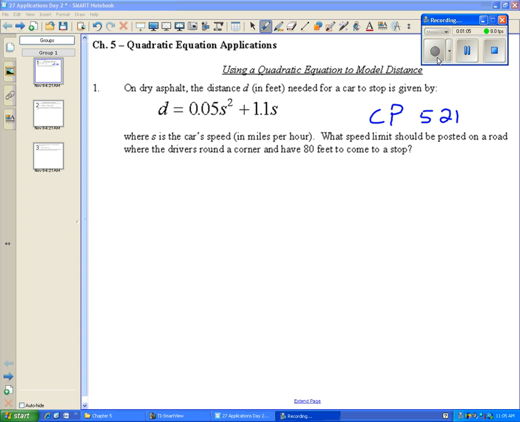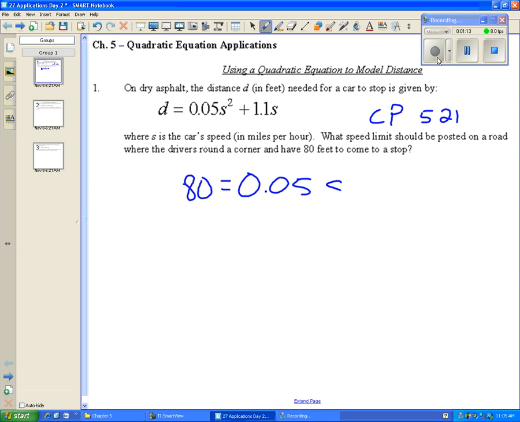Realize what I was just told. I was just told that I have a distance of 80 feet, and that's equal to 0.05 s squared plus 1.1 s. There's my equation. The distance is 80 feet. I have the stopping formula that will show me what speed I'm going to stop in 80 feet. So I need to find the speed.